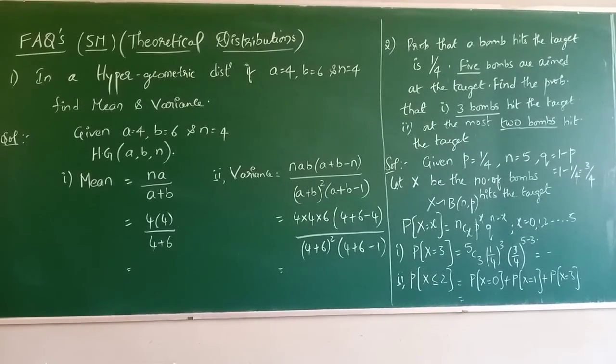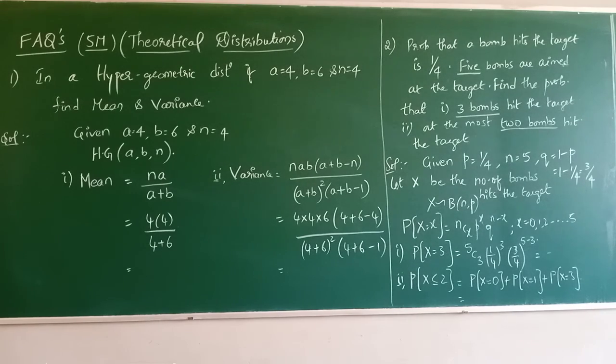Look at that. In a hypergeometric distribution, if A equals 4, B equals 6 and N equals 4, find mean and variance. This is the question asked. As you all know, A, B and N are the parameters of the hypergeometric distribution. And what is the formula of mean? N A by A plus B, and variance is N A B (A plus B minus N) divided by (A plus B) whole square of (A plus B minus 1).